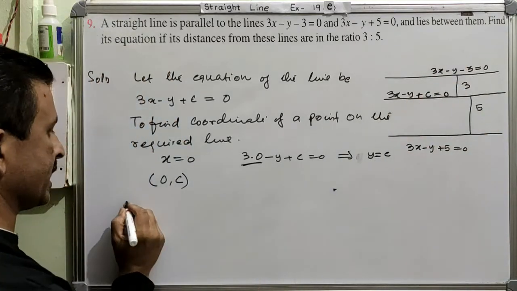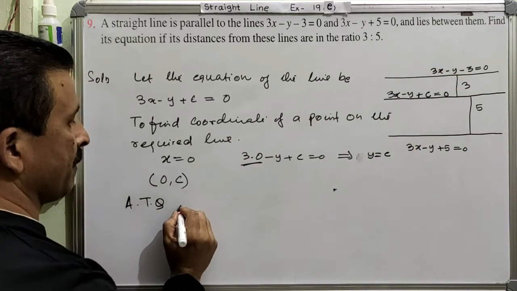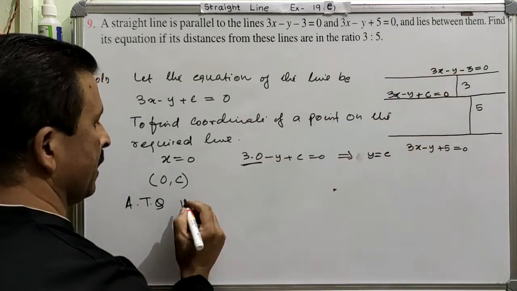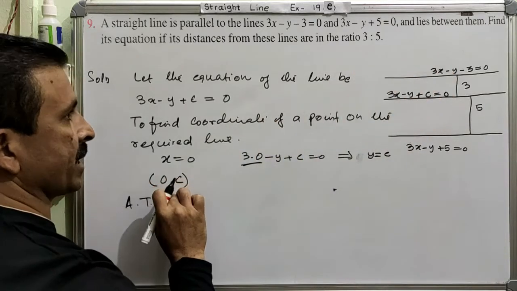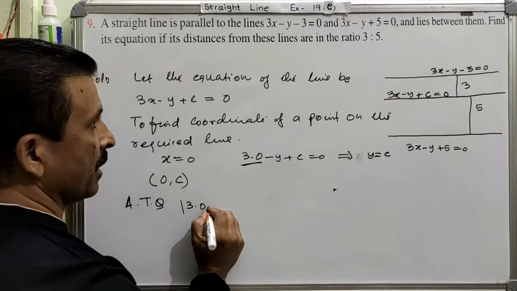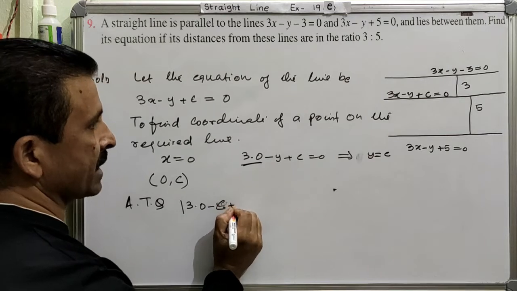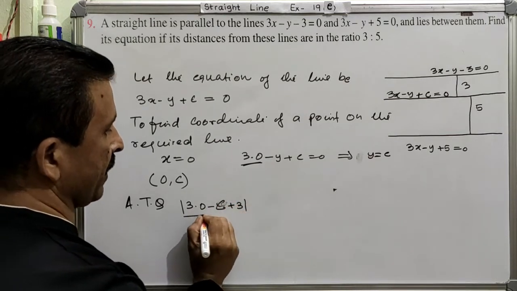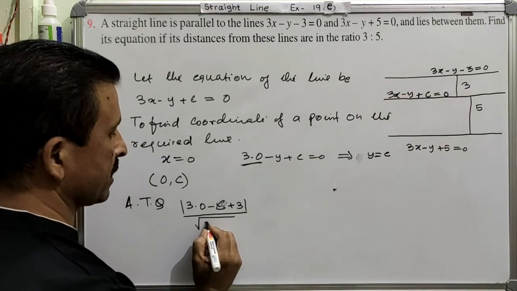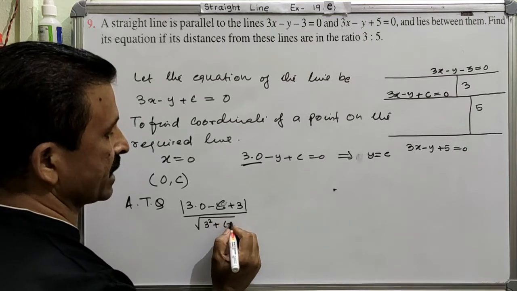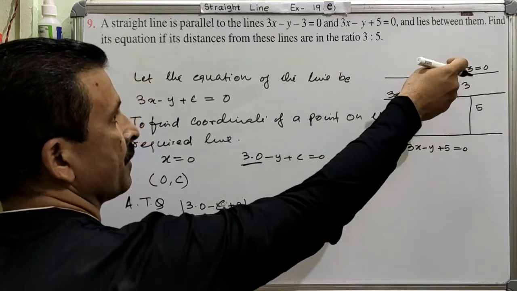3:5. So we can say, according to the question, first of all, the modulus of the distance between these two lines. We put the value of the coordinate in the equation. So 3 into 0 minus y, y is equal to c, c plus 3, divided by the square root of the coefficient of x squared and the coefficient of y squared. This is the distance between these two parallel lines.